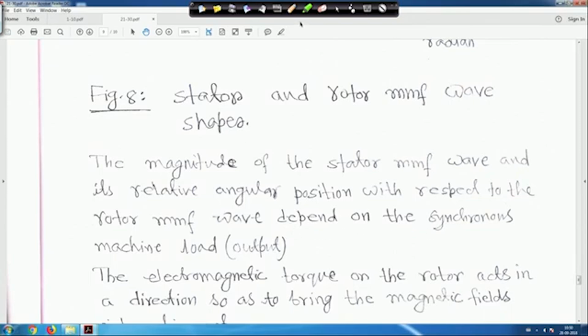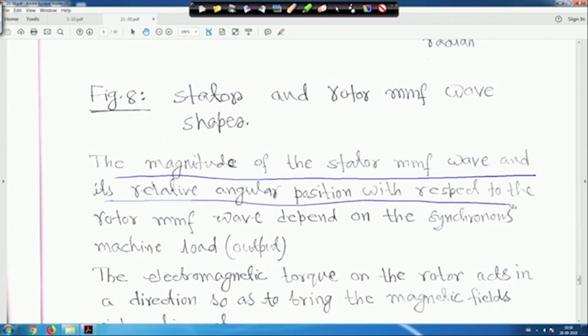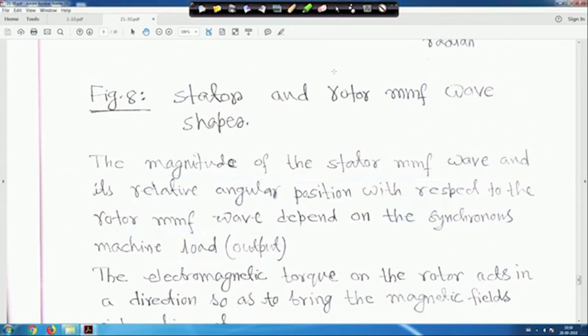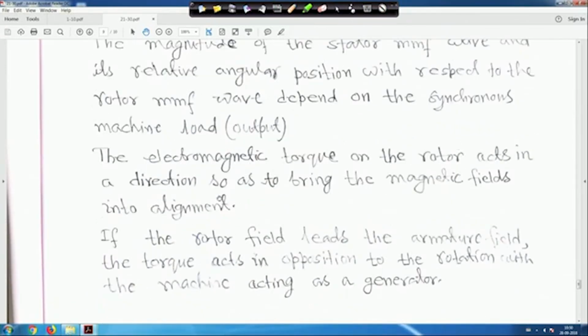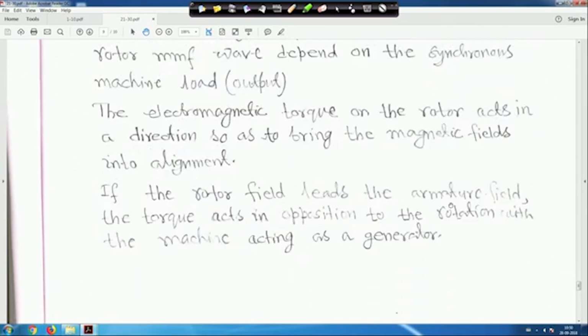So this is actually from your machine study, I believe. The magnitude of the stator MMF wave and its relative angular position with respect to the rotor MMF wave depend on the synchronous machine load, that is the output, right. That means the electromagnetic torque on the rotor acts in a direction so as to bring the magnetic fields into alignment. So, if the rotor field leads the armature field, the torque acts in opposition to the rotation with the machine acting as a generator.